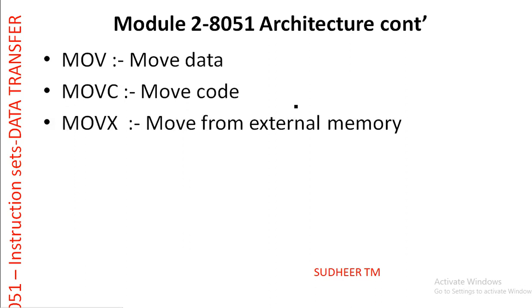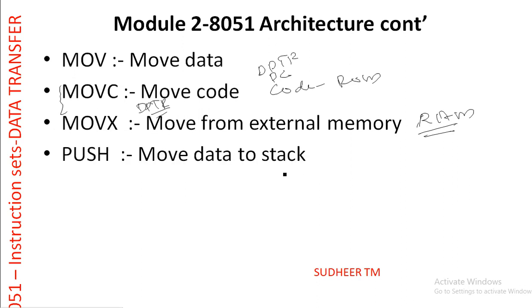Then MOVX instruction, move from external memory. Here it is from the RAM memory, and MOVC is from the code or ROM memory. That is the difference between MOVC and MOVX. Sometimes they may ask you what is the difference between MOVC and MOVX. MOVC supports both DPTR and PC. MOVX supports only DPTR. Always it supports the data transfer between accumulator and external memory. So these 3 points you need to write if they ask you the difference between MOVC and MOVX. Watch the video again and find out the points.